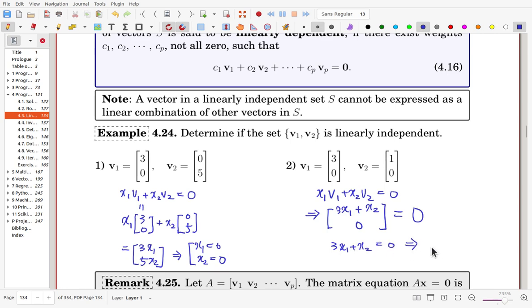So we can choose here x2 equal, for example, minus 3x1. Then for any choice of x1, if x2 is minus 3 times x1, then this equation must be satisfied. So for example, x1 equal 1 and x2 equal minus 3, then that will be satisfied. So it is linearly dependent because it has a non-trivial solution.